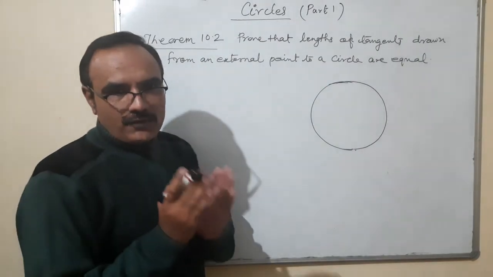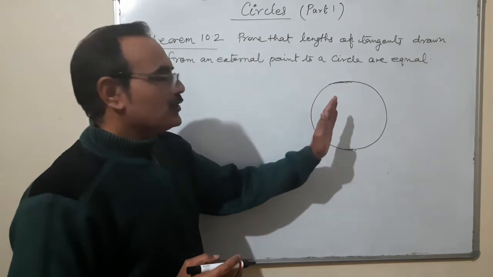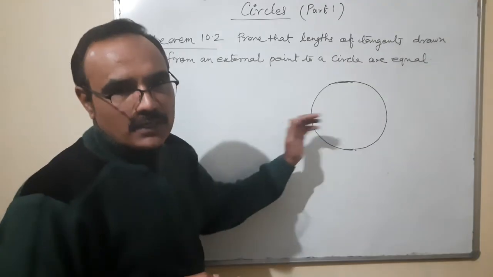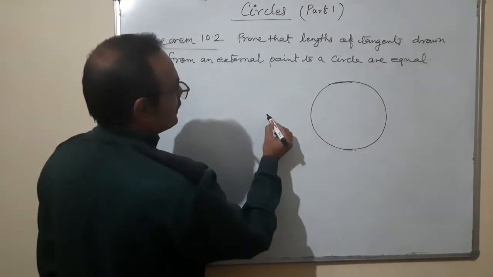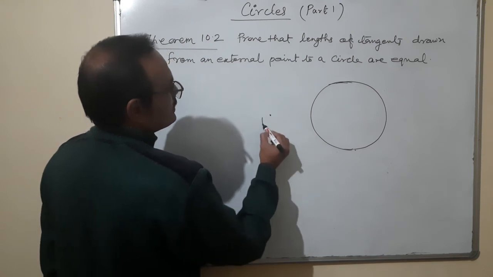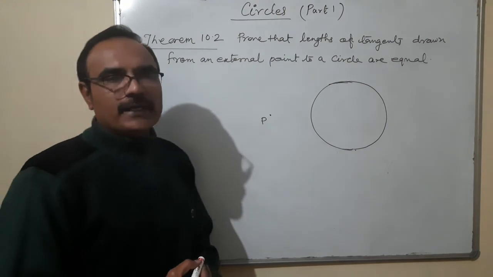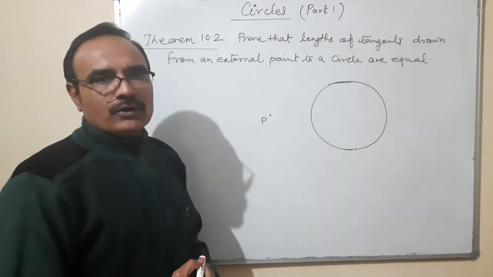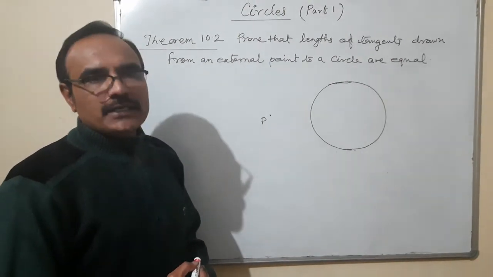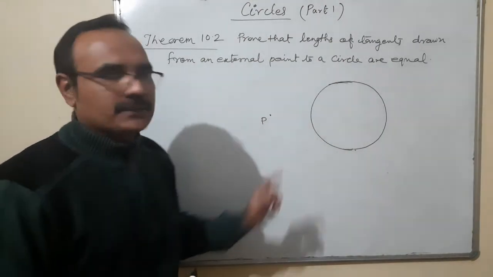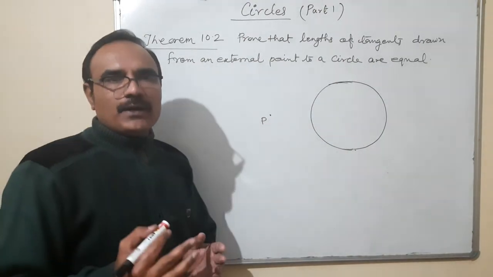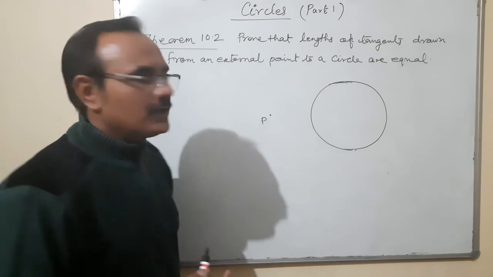Lengths of tangents drawn from an external point. The external point you can take anywhere: right, left, up, down, wherever. I am taking it to the left here. This is the point P, the external point. And from here, how many tangents can be drawn to the circle? There are 2 tangents that can be drawn, one here and the second here. So that means from an external point, a maximum of 2 tangents can be drawn.